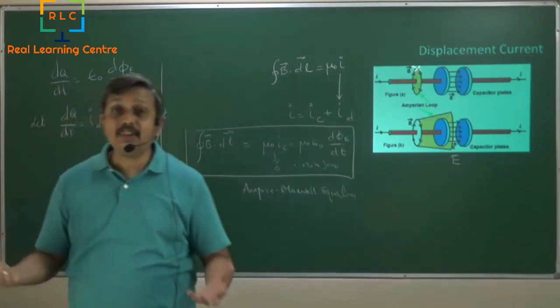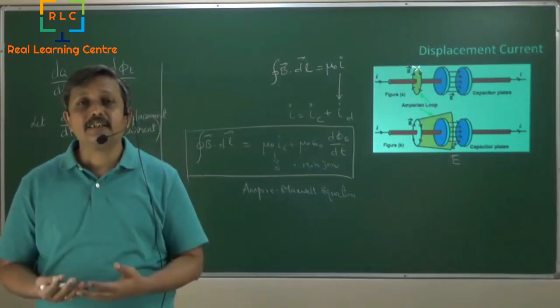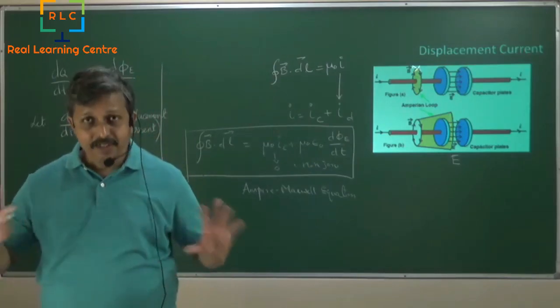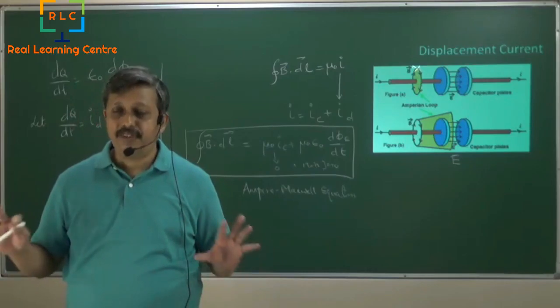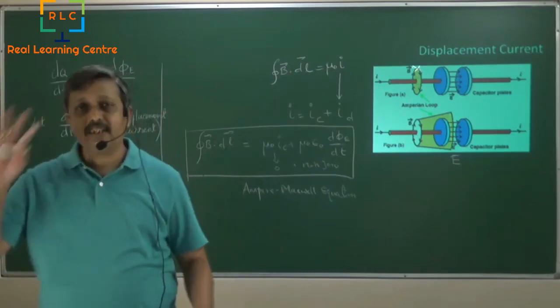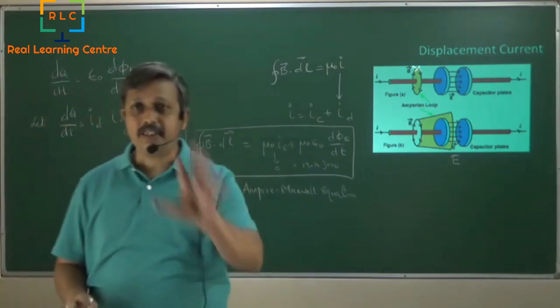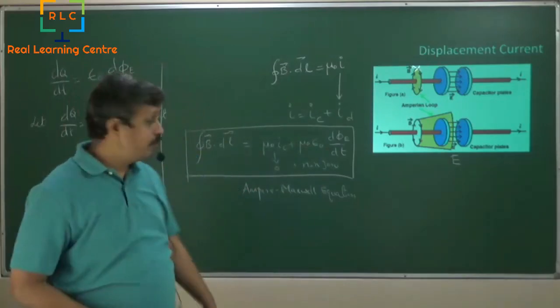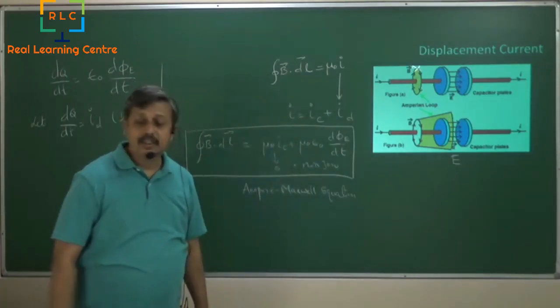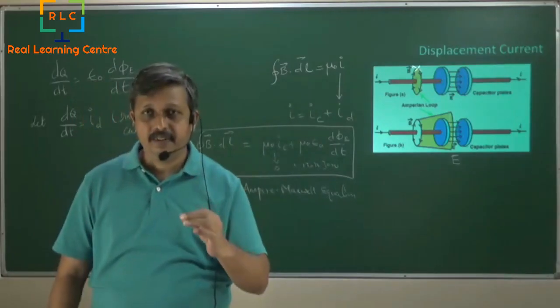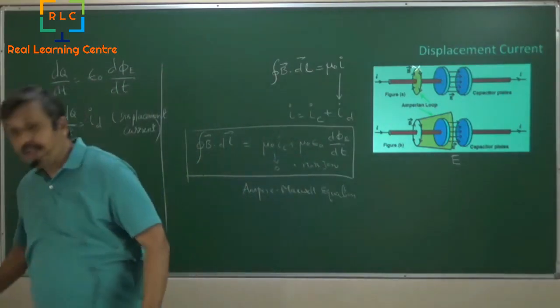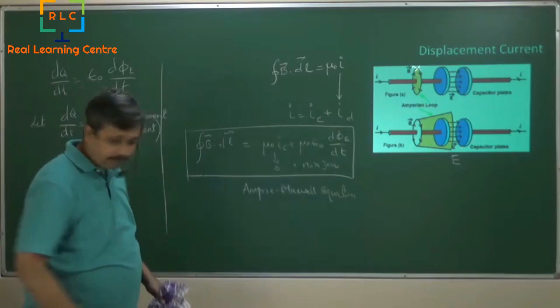So that is how Maxwell integrated these two views and got a very symmetrical scenario where change in magnetic field gives electric field, and change in electric field gives magnetic field. To make this happen, he had to introduce a new thing called displacement current. I hope you understand this, and then we'll move on.